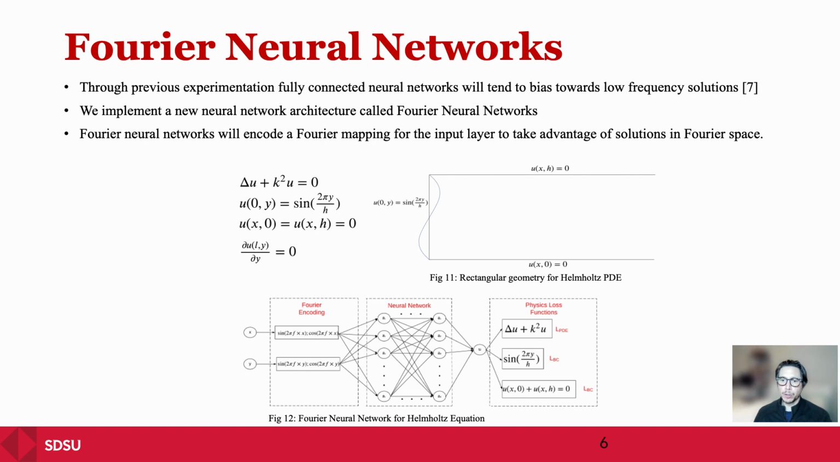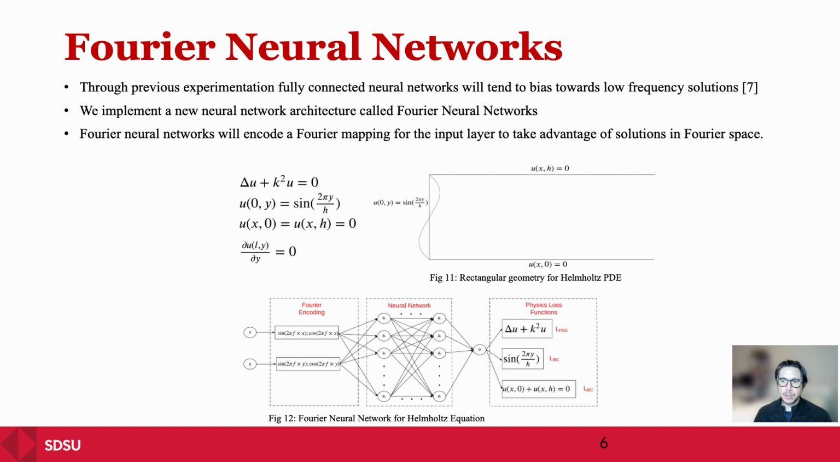Fourier neural networks will encode a Fourier mapping for the input layer to take advantage of solutions in Fourier space and output approximations to the inverse Fourier transform. In this case, we are modeling the wave propagation solution to the Helmholtz equation in a 2D rectangular structure as shown in the scheme and the equations on the slides.